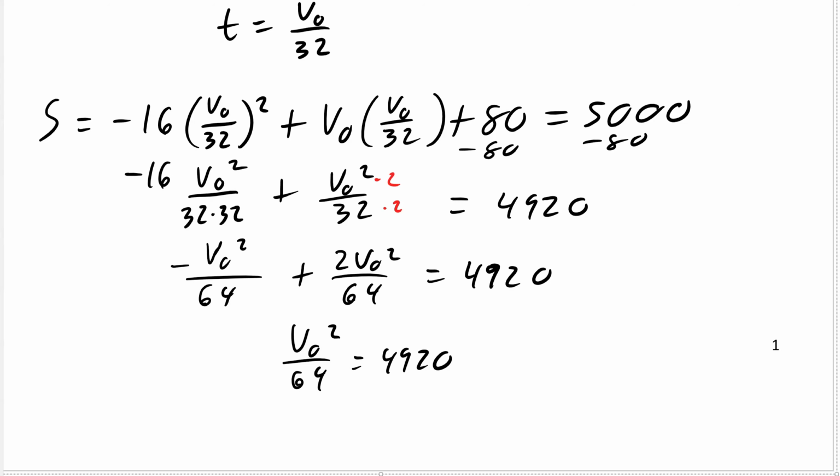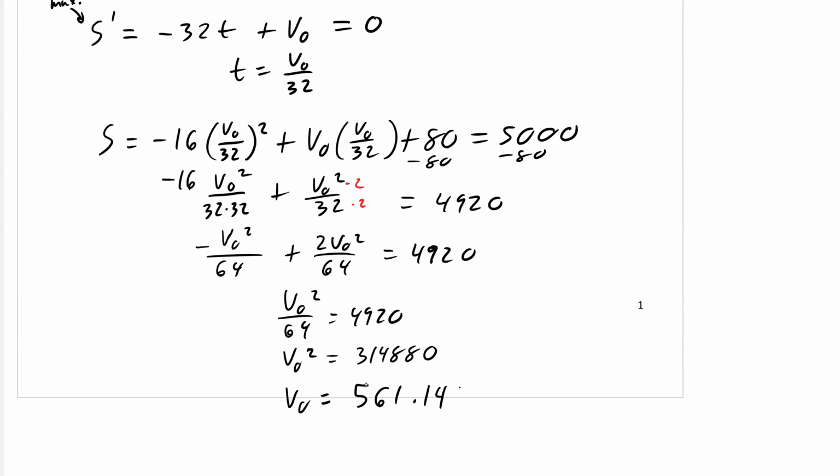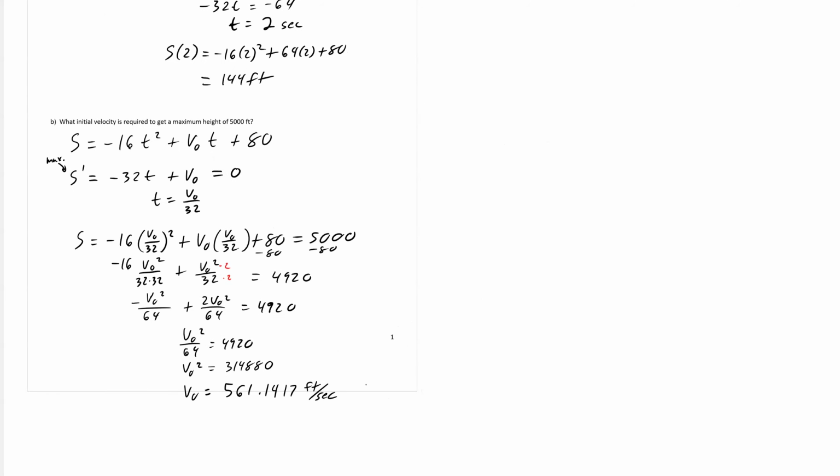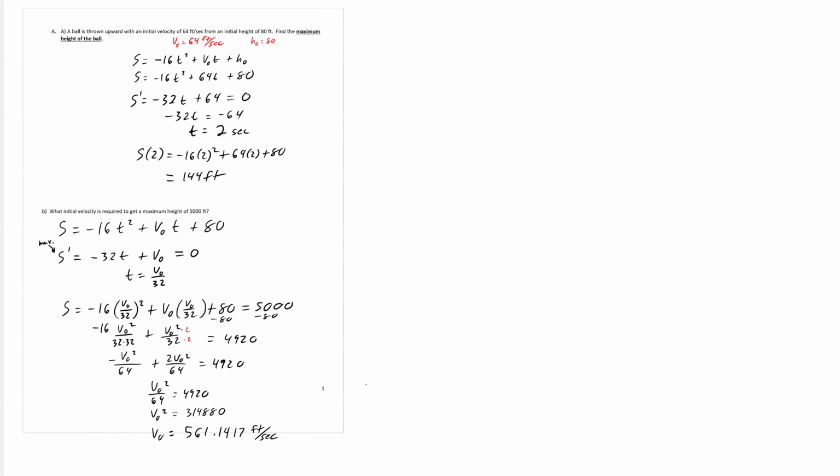We plug that in our calculator. So v0 squared is equal to 314880. Square rooting that equals 561.1417, I'm going to put some decimals on there. And then this is feet per second. That is our velocity we're talking about. So if we launch this at 561.1417, our object should go up 5,000 feet and come back down. So let's check our Desmos.